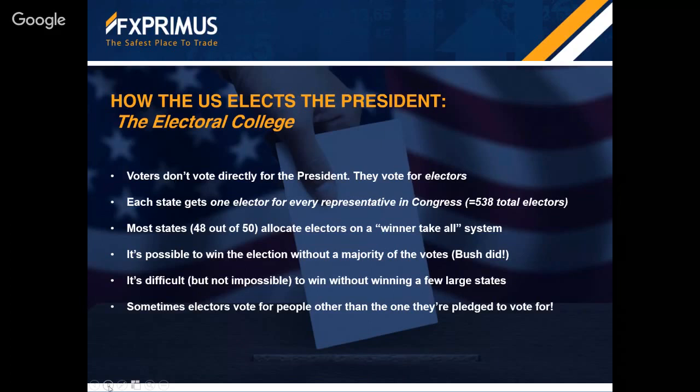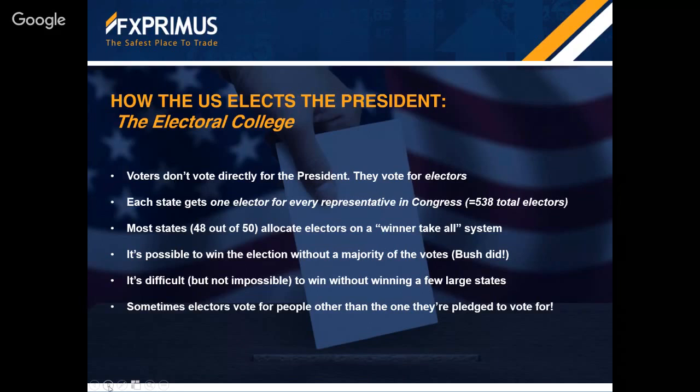There are 50 states in America. 48 of them allocate the electors on a winner-take-all system. This is really the key to it. So what this means is you don't need to win 50% of the votes. You only need to win 50% of the votes in the states that control 50% of the electoral votes. Even if you got no votes at all in the other states, it wouldn't matter. So that's why it's possible to win the election without a majority of the votes. In fact, President Bush did it. It's happened several times in American history.